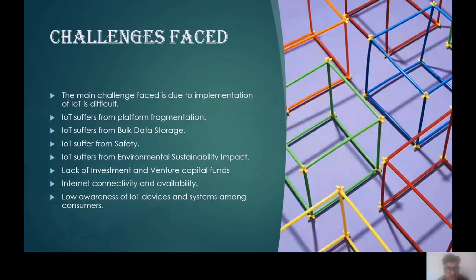Coming to the challenges faced, the main challenge is that the implementation of IoT is difficult. If we are able to implement IoT, we can implement AI, as AI is just software. So implementation of IoT is difficult, and it is what mainly suffers. IoT suffers from platform fragmentation, bulk data storage, safety, environmental sustainability impact, lack of investment and venture capital funds, internet connectivity and availability, and low awareness of IoT devices and systems among consumers.